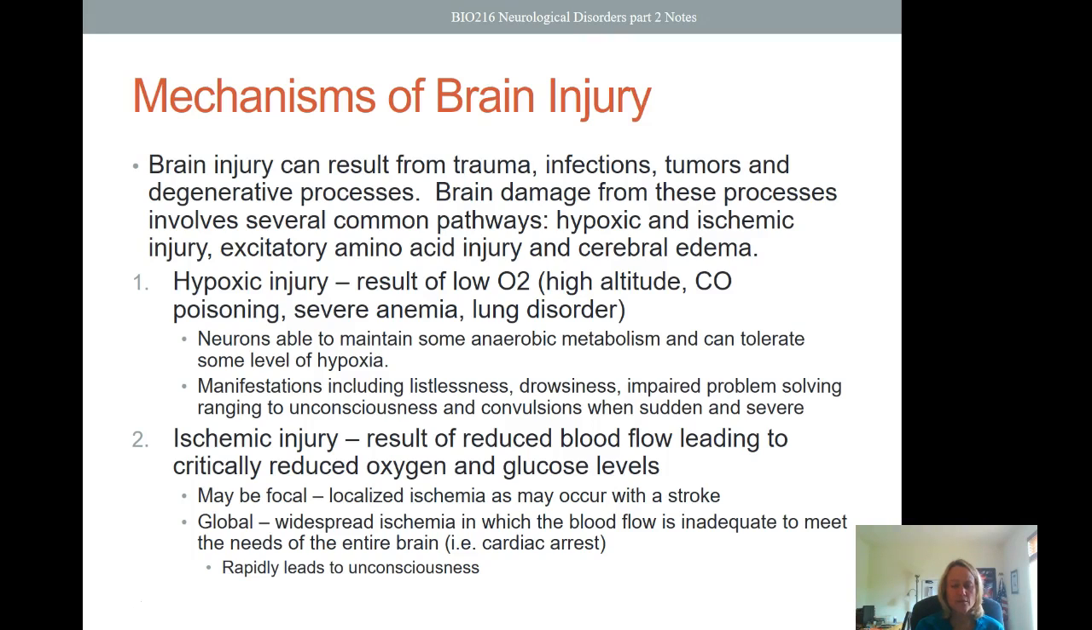Ischemic injury is a result of reduced blood flow, leading to critically reduced oxygen and glucose levels. It can be focal or due to localized ischemia, as might occur with a stroke, or it could be global or widespread, in which blood flow is inadequate to meet the needs of the entire brain, such as might occur with a cardiac arrest. And this would rapidly lead to unconsciousness.